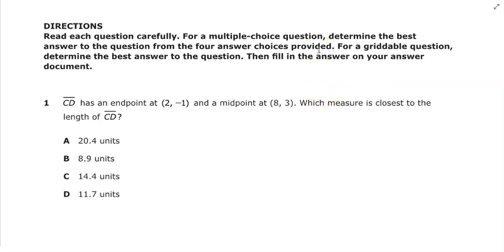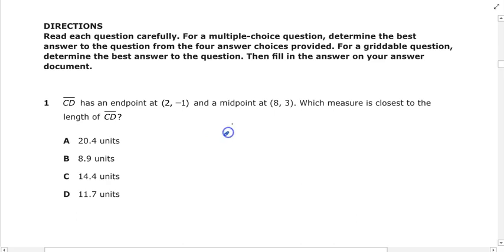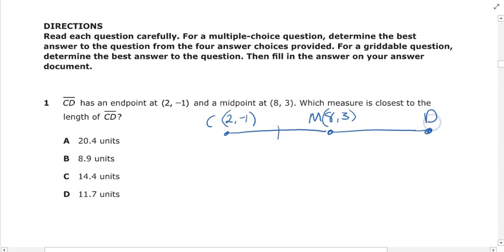So let's draw a quick little picture, make sure we know what we have here. Let's say that we have an endpoint C. We know the coordinates: C is at (2, -1). And then there's a midpoint, it doesn't give us a name, so let's just call it M, at (8, 3). And then the same distance would get us to the total endpoint. Let's call it D, because that's what the segment tells us, and I know that if M is the midpoint, those two distances would be the same.